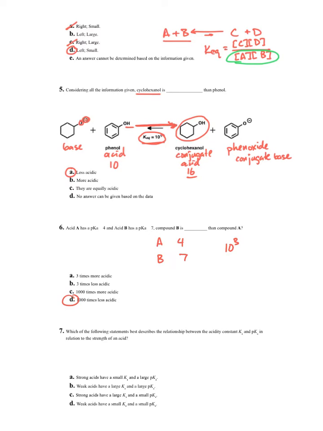Again, this is the weaker acid. So 7 minus 4 is 3, and based on the log scale, you take 10 to the 3. That equals 1,000, so it's 1,000 times weaker.